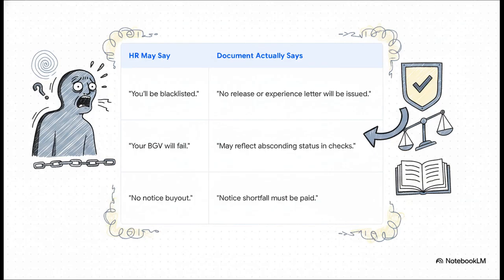HR might say something scary, like you'll be blacklisted across the entire industry. But then you look at the actual policy, and what does it say? It says the employee won't be issued a release letter. See the difference? Or they might say your background check will fail. But the document reality is that reference checks may reflect the absconding status. It's not a guarantee of failure. This shows the gap between intimidating language and the actual enforceable written rules.